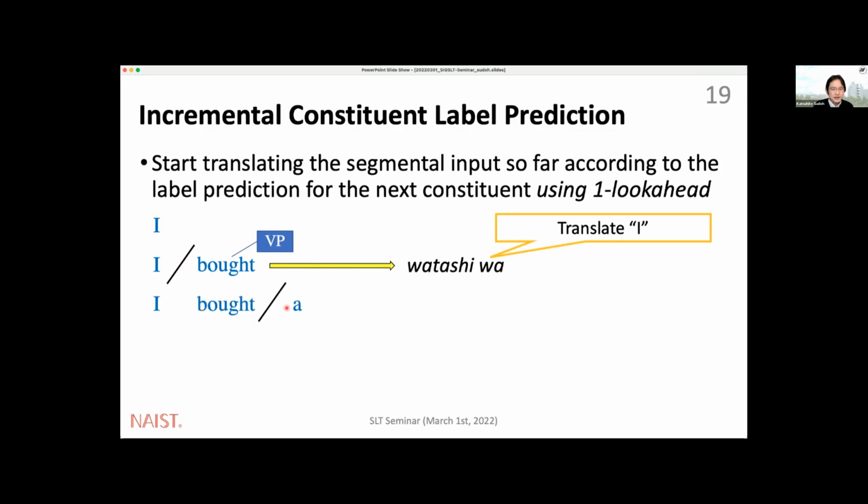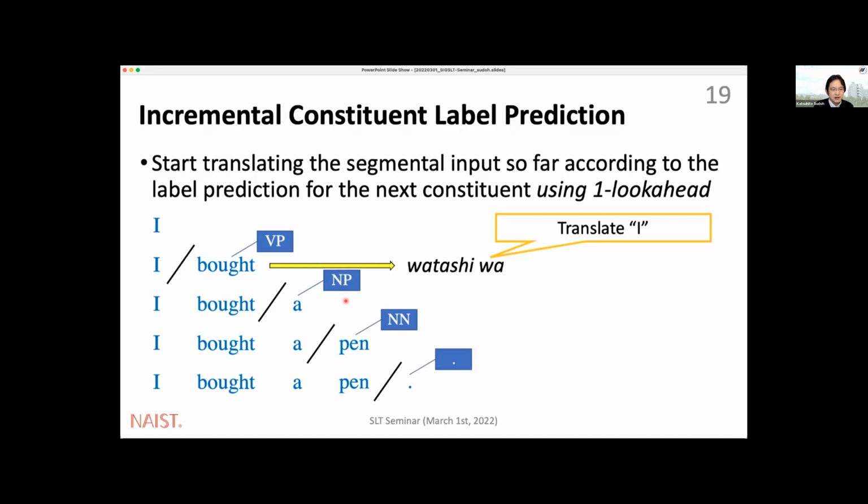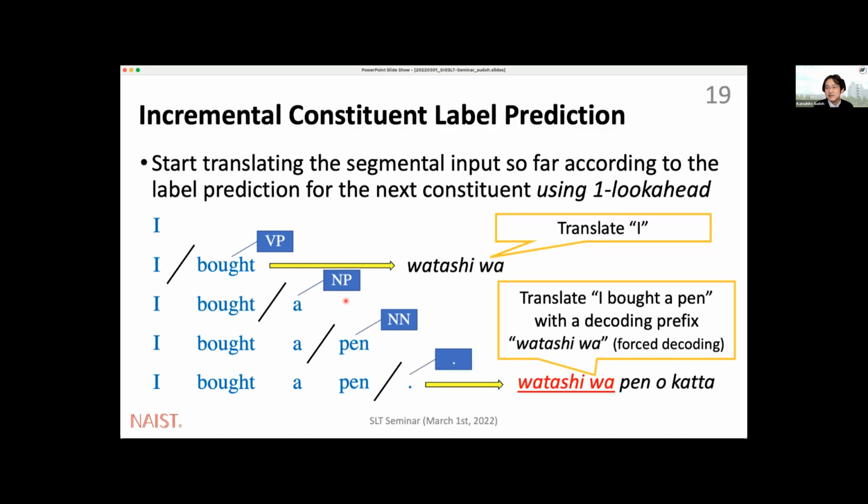So we observe the input word a. Now we can guess that this is the beginning of a noun phrase. And go on to the next step. We got the next input word, pen. This should be a noun. Finally, we get the end of sentence signal and translate the remaining part of the sentence.